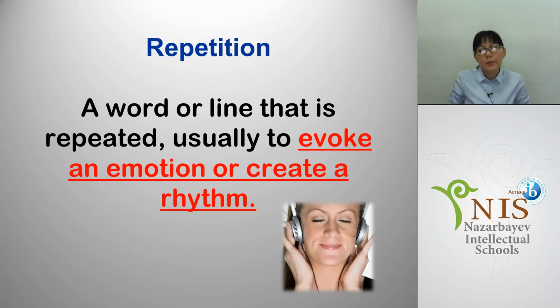And repetition, the last stylistic device I would like to introduce. Repetition is a word or line that is repeated, usually to evoke emotion or create a rhythm. Sometimes authors use repetition, like we discussed with alliteration, where there was a repetition of sounds. But repetition is sometimes a word that is repeated more than twice, or a phrase that you use more than once. In this case, the author wants to evoke some emotion, some tension maybe, or to show that the person was frightened or happy. And through this repetition, he wants us to be familiar with this.